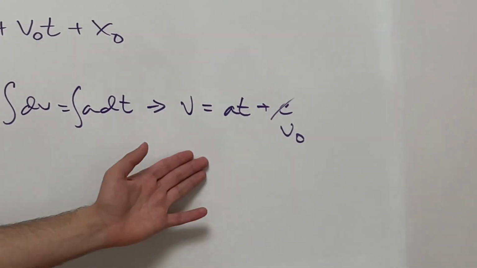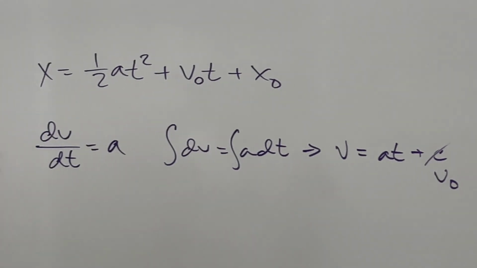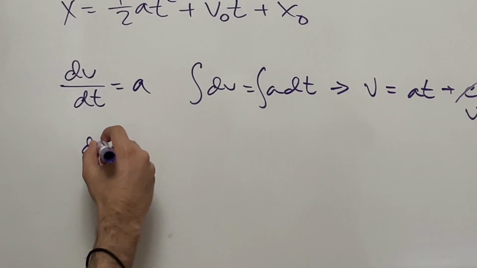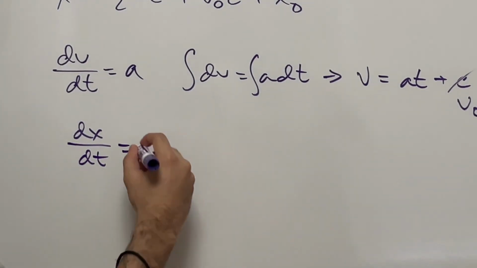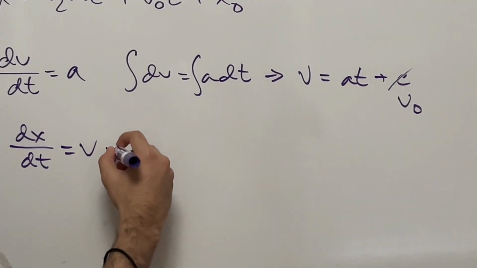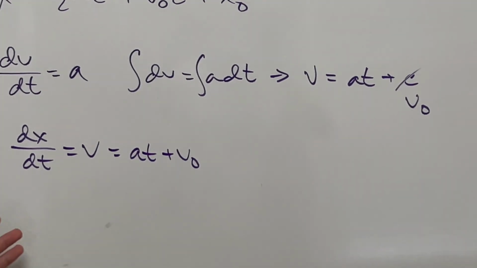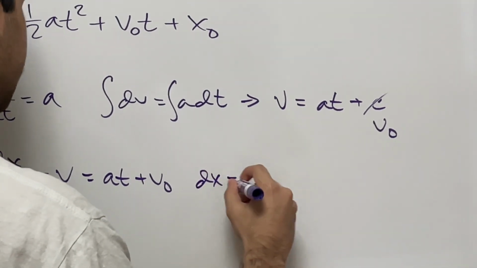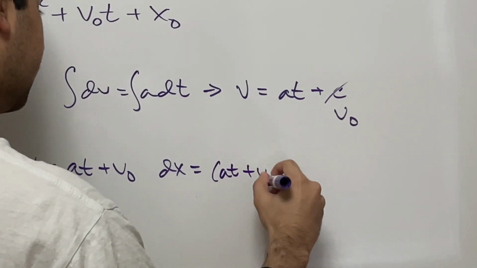Alright, so we solved for velocity as a function of time. Now for position, we can use our second definition. We know that velocity is the change in position over change in time. dx by dt is equal to velocity. And we know what velocity is: that's just at plus v0. So you know the drill. We can say that dx is equal to at plus v0.